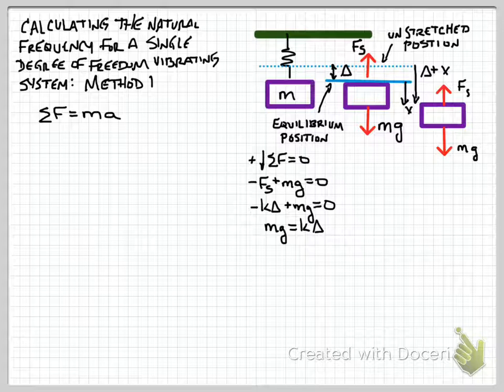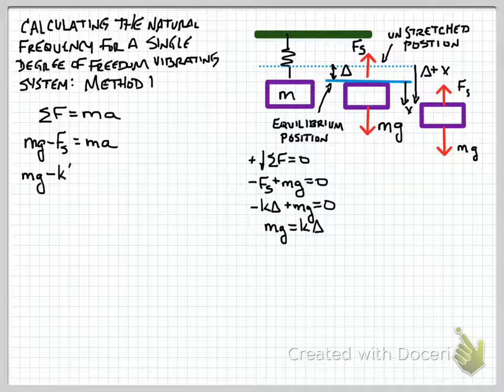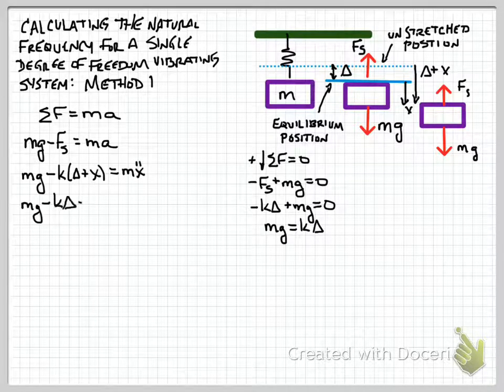So let's look at our equation written out using our equation of motion, F equals ma. So the forces acting on the system are the gravity pulling down, the force of the spring pulling back up, and if we write out our equation, we have the mass times gravity minus k delta, using a downward direction for our positive, and minus kx is equal to m x double dot. That's our mass times acceleration.